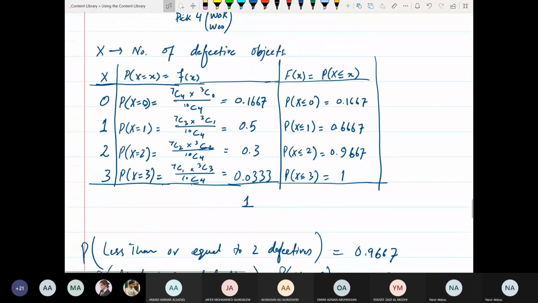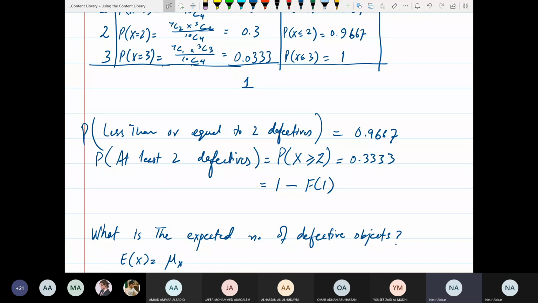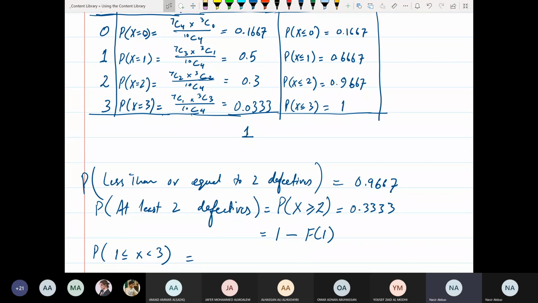Another small question. What if I ask you probability of x between 1 and 3, including 1 but excluding 3? Probability of x equal 1 plus probability of x equal 2. Small f of 1 and f of 2. That will be 0.8.